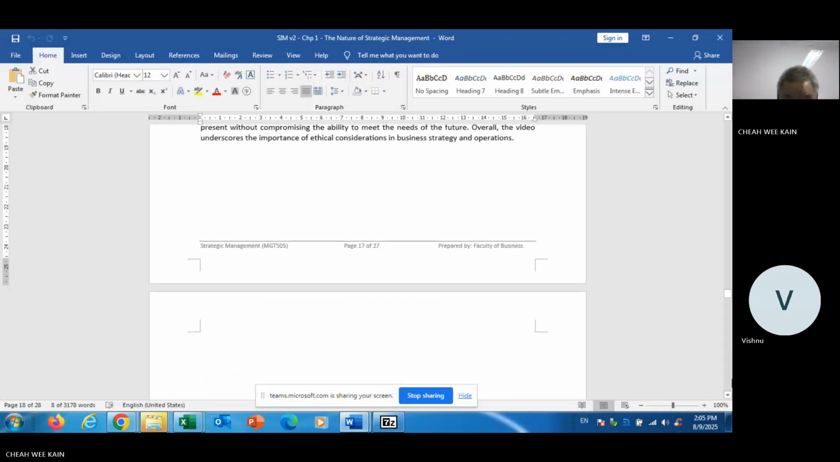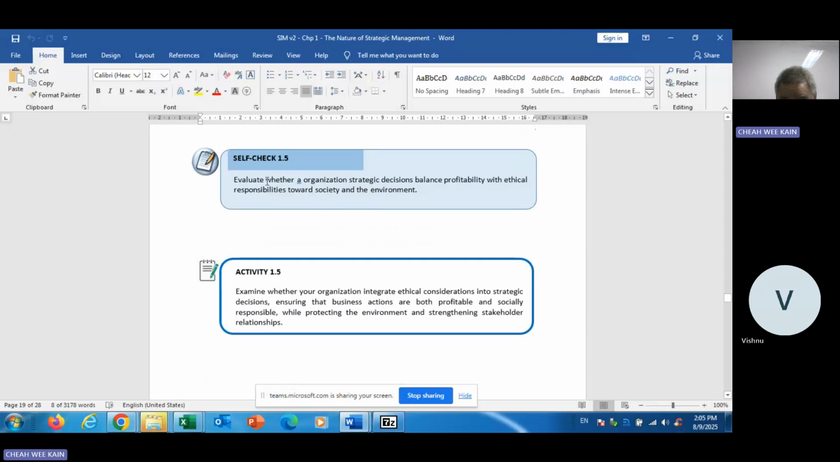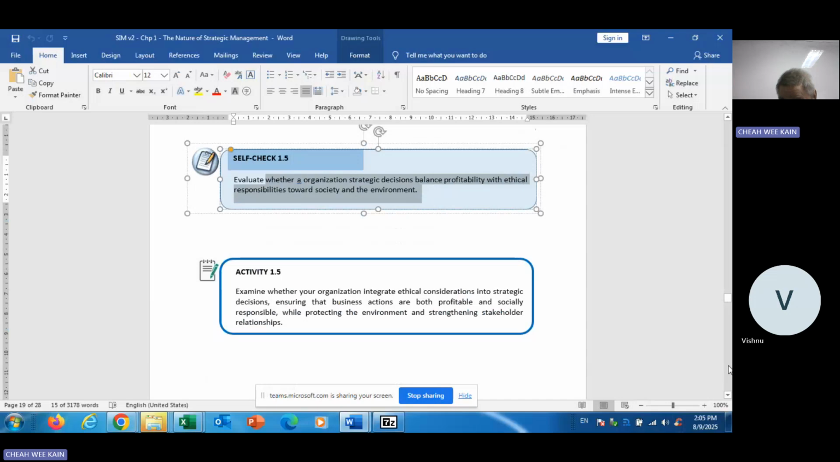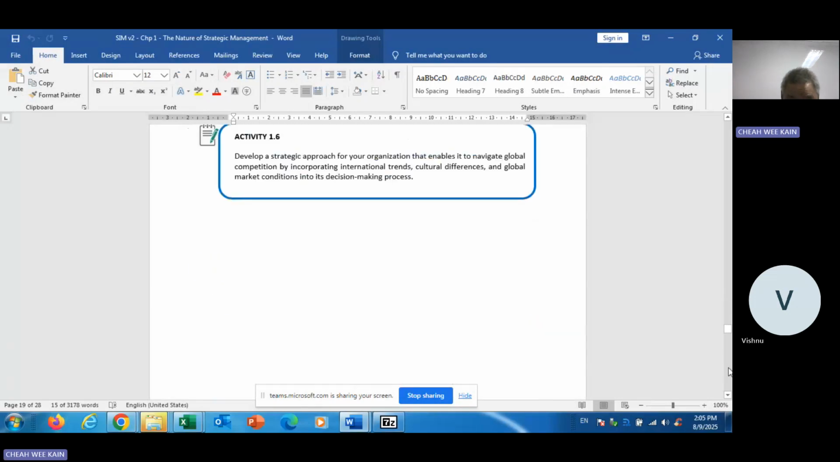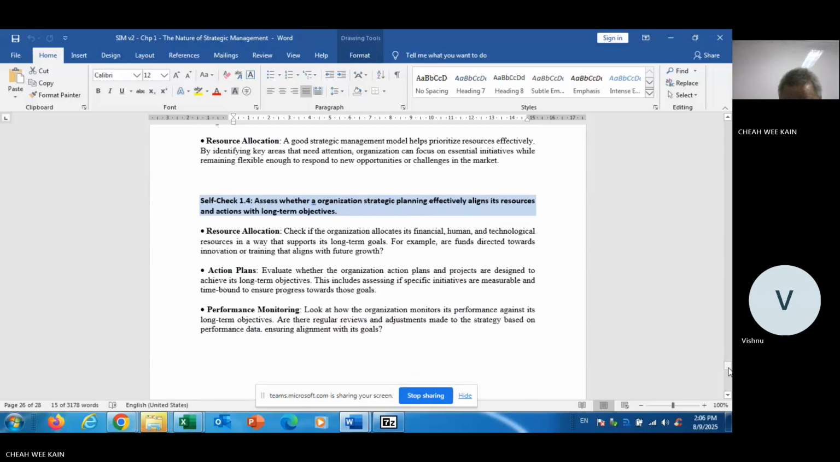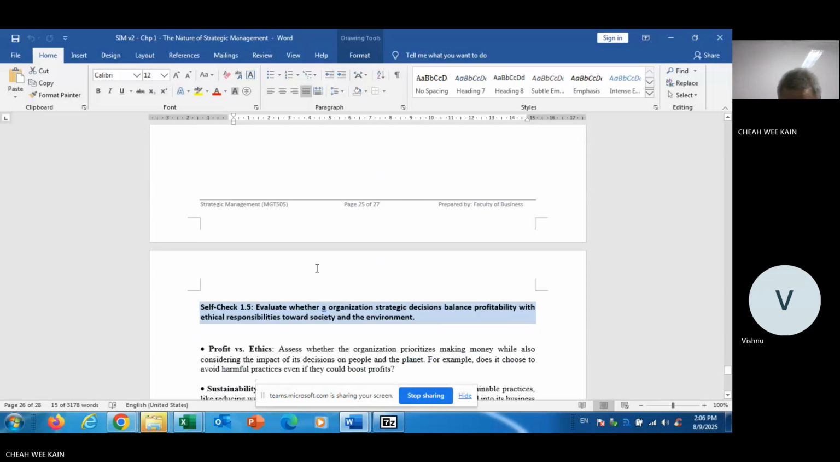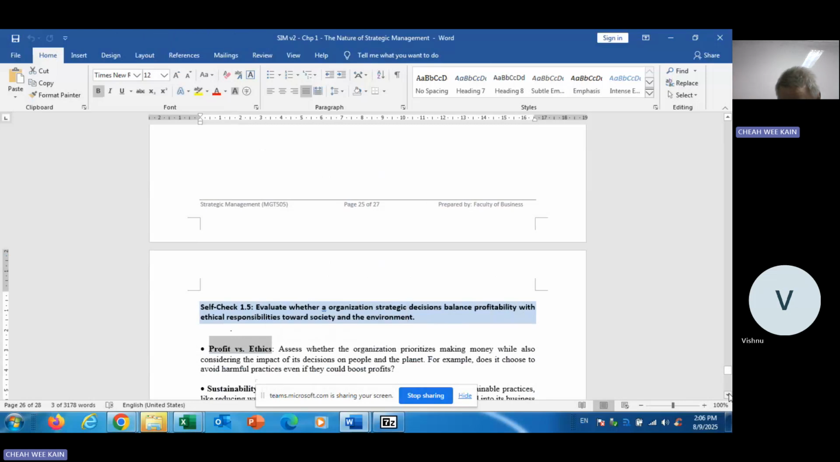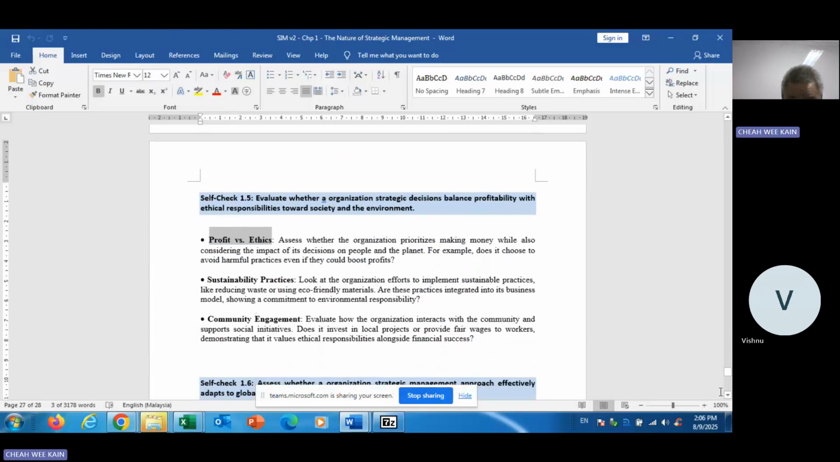Okay. Evaluate whether a company's strategy balances profit and ethical responsibility. So do they balance it? So let's look at how you evaluate. So 1.5. Whether the company's strategy balances profit with ethical responsibility. We look at the company's thinking of profit versus ethics. If the company always keeps on thinking about profit and sacrifices ethics, different.